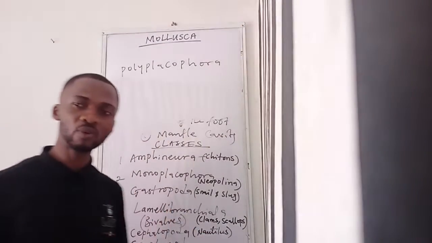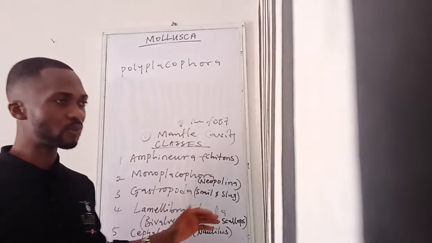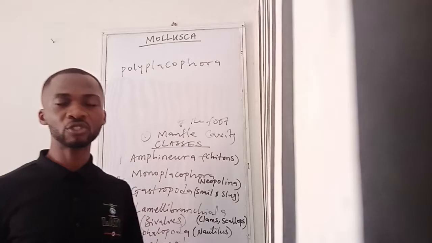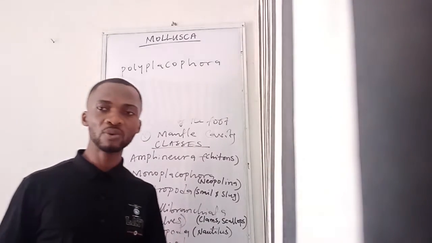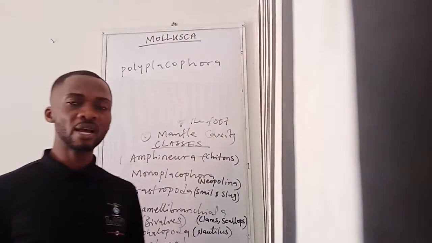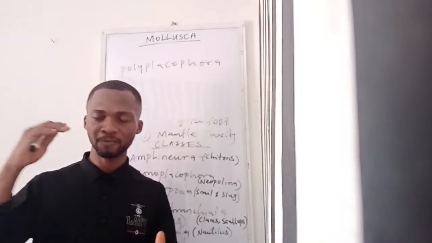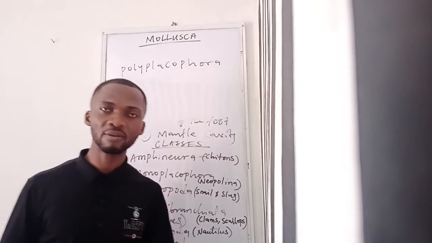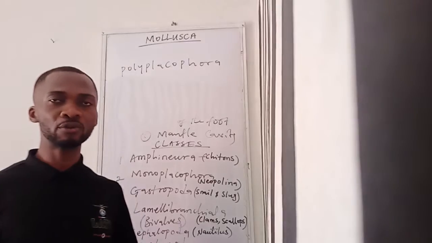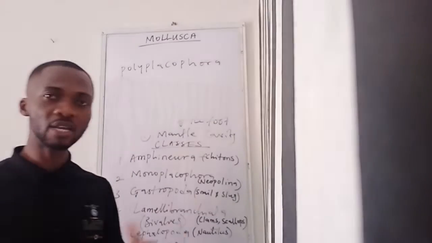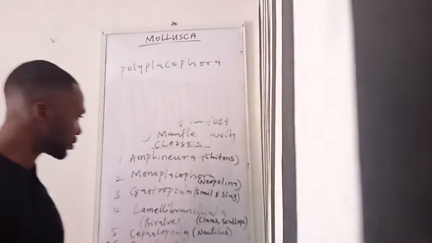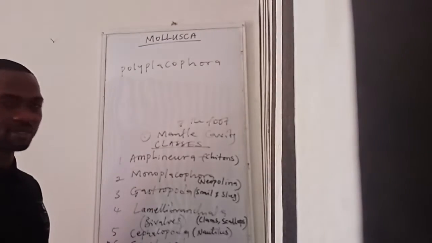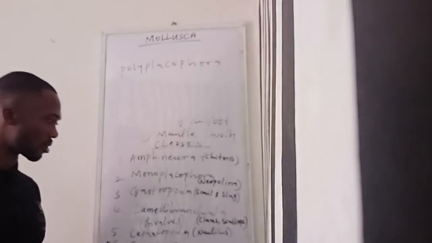They have the aquatic ones and the terrestrial ones. The aquatic ones, of course, use the gills for the purpose of respiration, but the terrestrial ones have lost their gills, but then they have a vascularized mantle cavity, and this vascularized mantle cavity performs the function of gills. That is, helps in gaseous exchange. That is for members of gastropoda. We have examples as the snail and the slug.